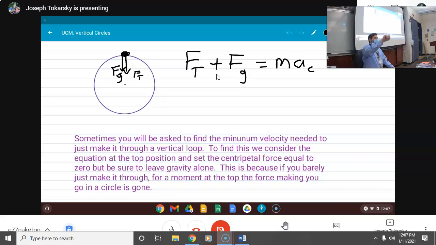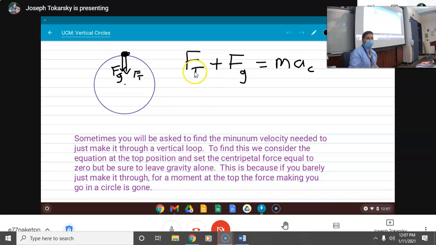It slows down, it slows down. At some point, it just makes it, right? And at that point at which it just makes it, for a brief moment, because it passes through, it doesn't stay there, the tension actually hits zero. That's what makes it just get through. The moment the tension can just be zero, or the moment the normal force just hits zero.